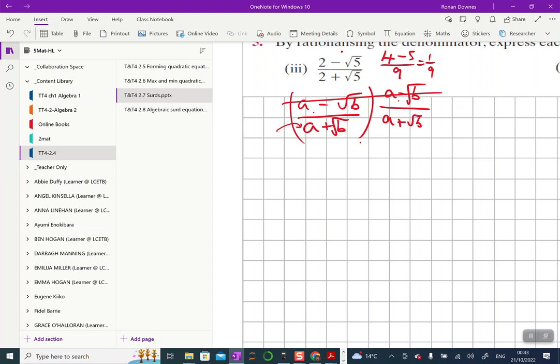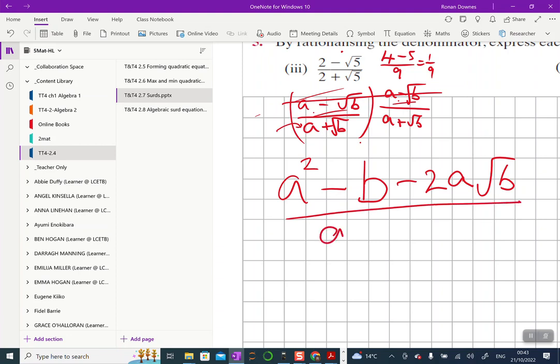No, what am I doing here? First of all, this should be the conjugate. Okay. Sometimes you want to just start again. So I'm going to call this a minus root b over a plus root b. Now what do we do? We multiply above and below by the conjugate.